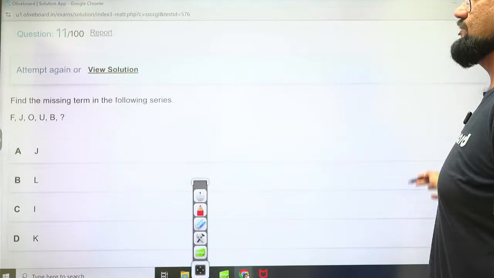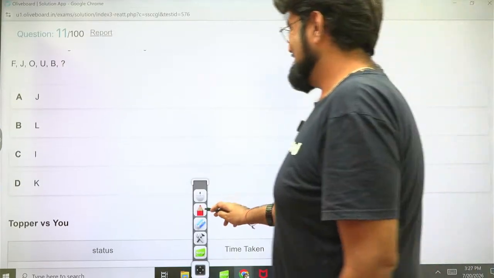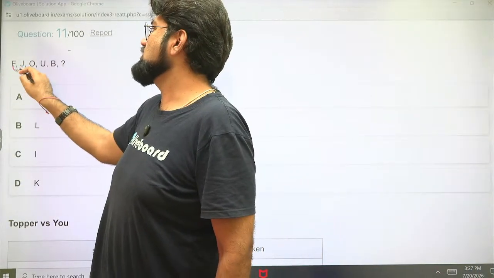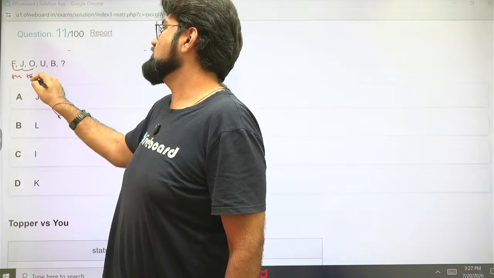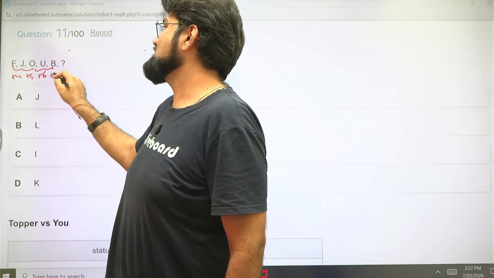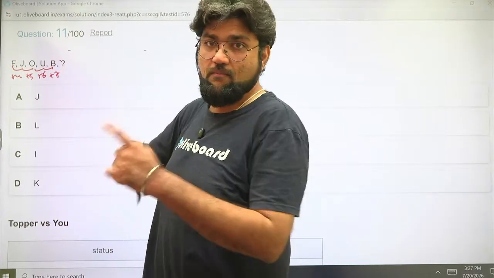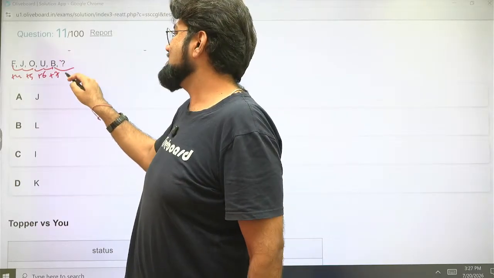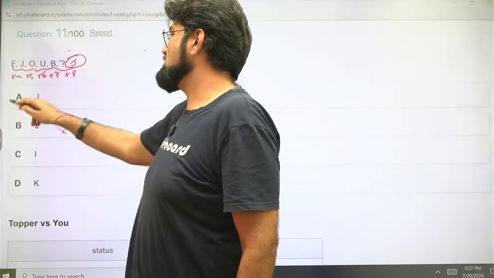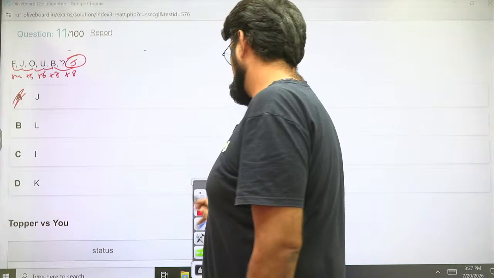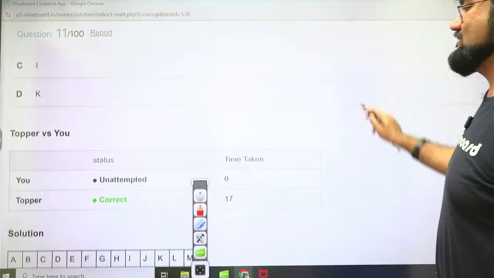Excellent. Next. Missing terms again. This can be all done verbally, you know. 6 plus 4 is 10. 10 plus 5 is 15. 15 plus 6 is 21. 21 plus 7 is 28. That is 2. Remember the cyclic addition. 2 plus 8 will be 10 again. So J is the correct answer. Okay. No issues. 17 seconds.